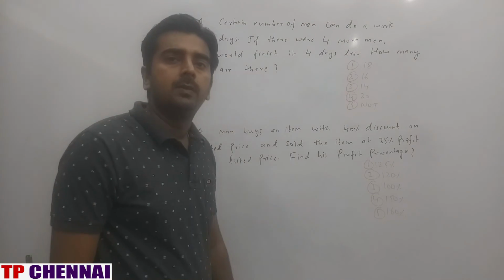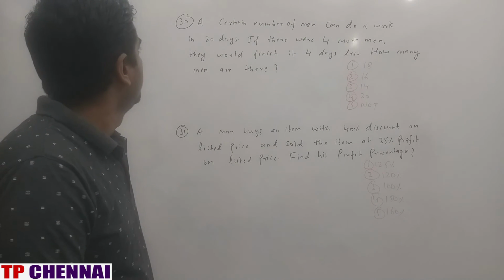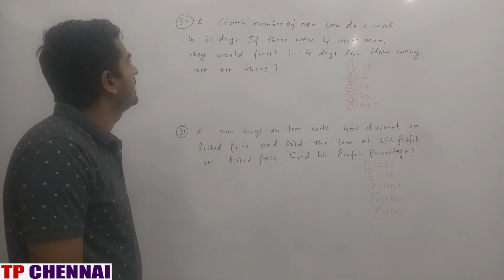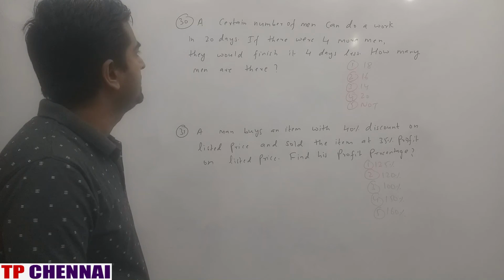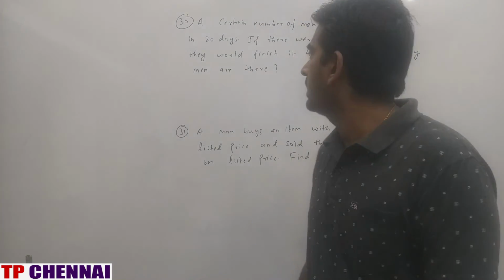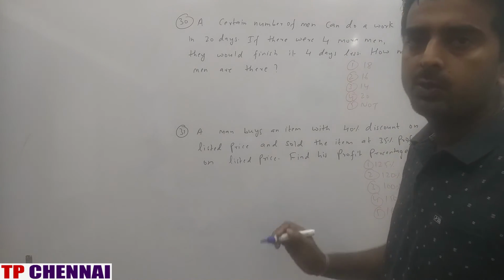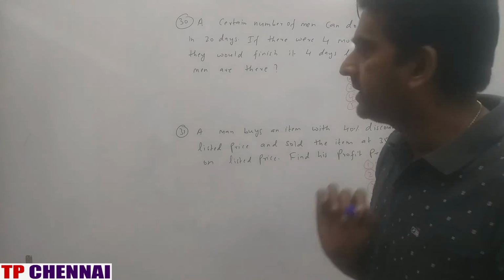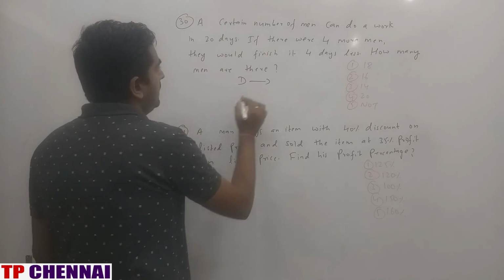So I hope you are clear with the previous arithmetic question. Now we will see the next two arithmetic questions. A certain number of men can do a work in 20 days. If there were 4 more men, they would finish it in 4 days less. How many men are there initially, right? So time and number question here. Work is constant. When work is constant, days ratio is inversely proportional to capacity. So days ratio is nothing but how much initially, how many days is there? 20.